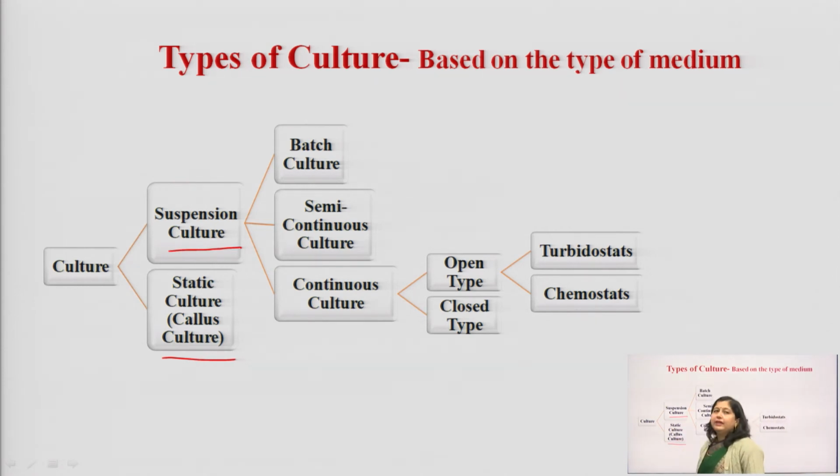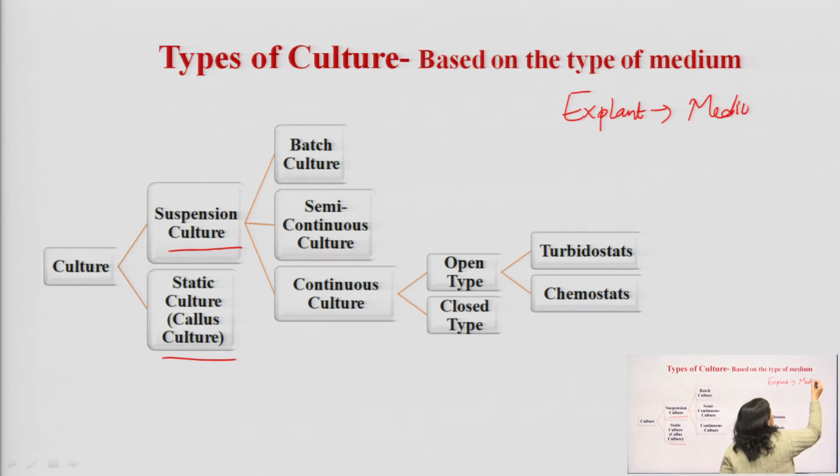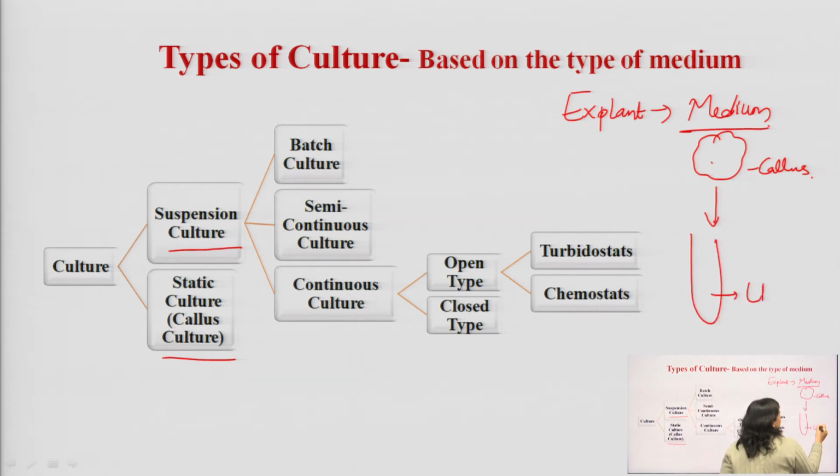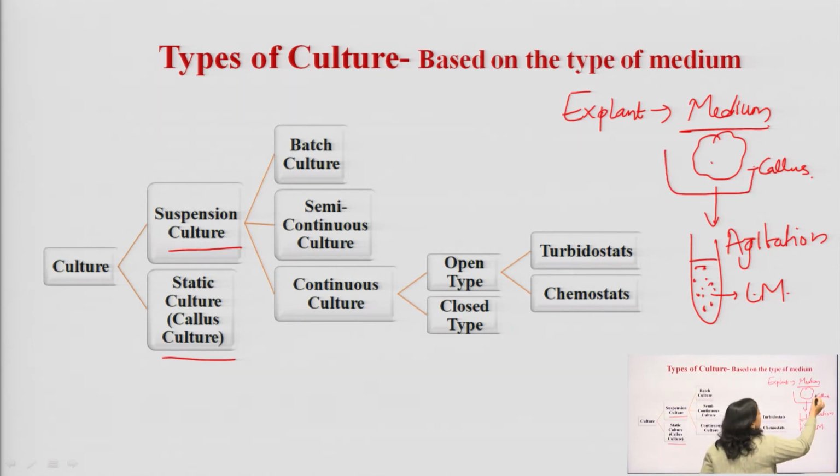So, what is the basic difference here? We have taken the explant and dipped it in a medium where the explant grows in an uncontrolled way and forms a callus. Now, if we put this callus in a liquid medium and agitate it, the callus cells will break down and give us dispersed cells. So, here in this medium what is there?